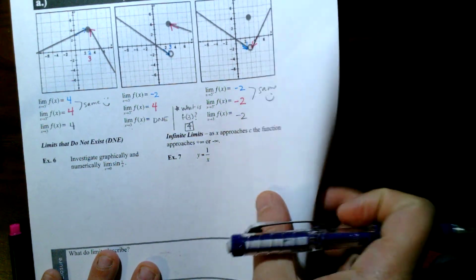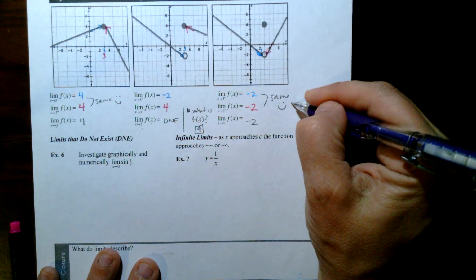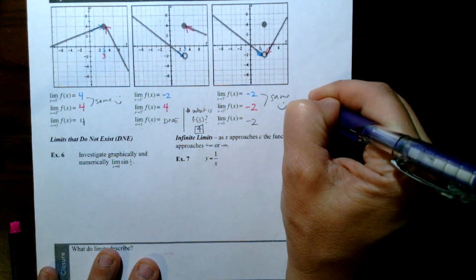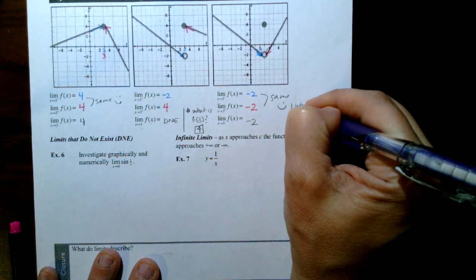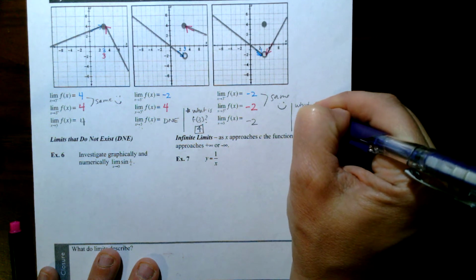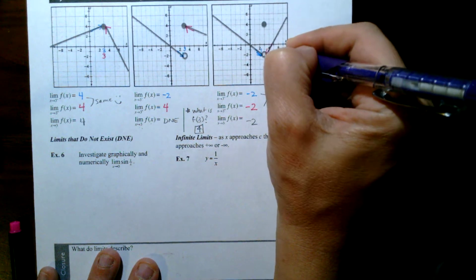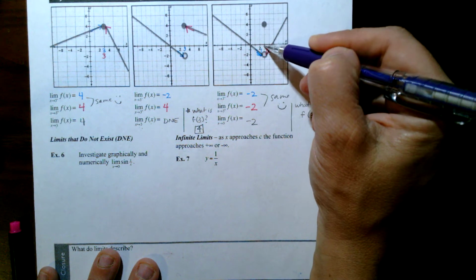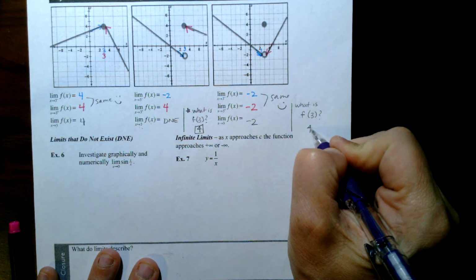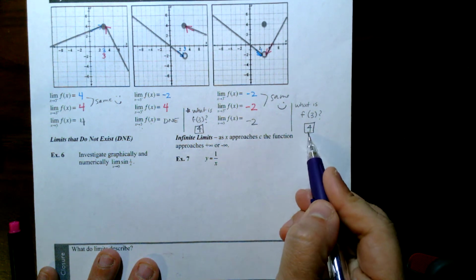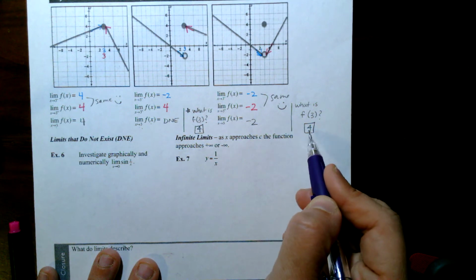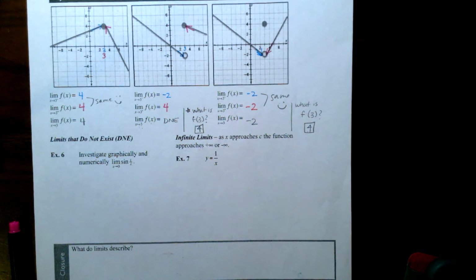But again, I'm going to ask you an algebra question now, not a calculus question. I'm going to ask you, what is f of 3? F of 3 is not -2. It's not defined down here. F of 3 is actually going to be 4 again. This has nothing to do with limits. This has to do with the algebra concept of the point that is defined.